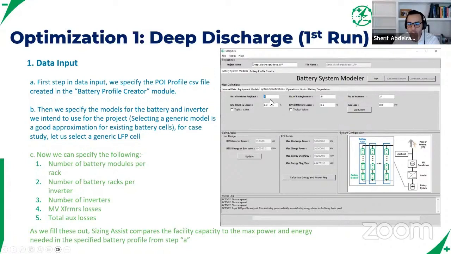As you change these values, you put in the number of battery modules per rack, the number of battery racks per inverter, the number of inverters, and the losses you're assuming for a medium voltage transformer. If you want to include the GSU, you can do that here as well. But as we alluded to earlier with the question around aux load, it is correct. We are assuming 0 aux load here, just for simplicity.